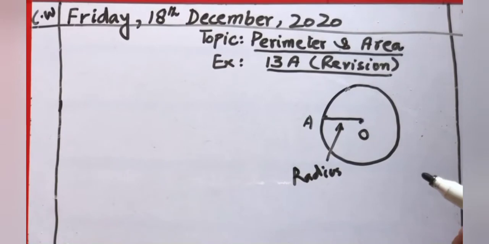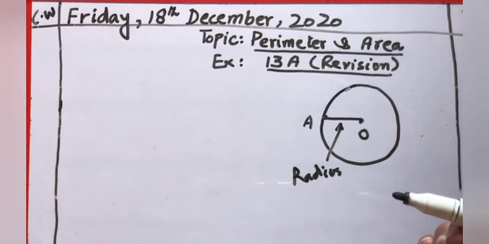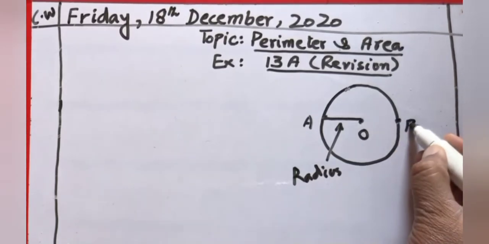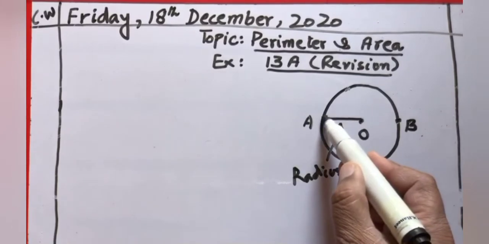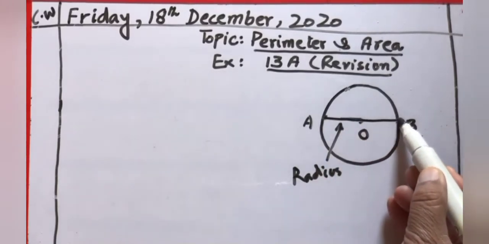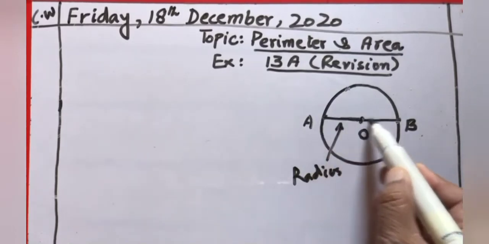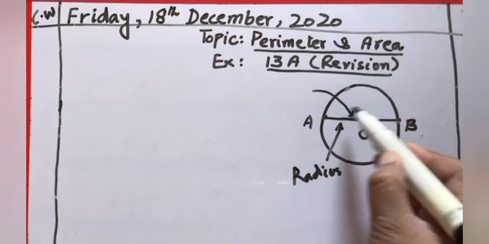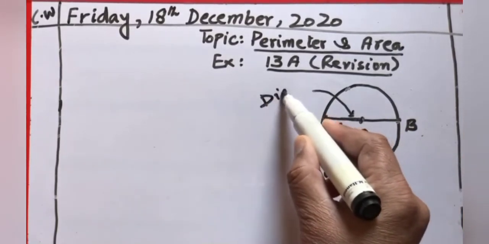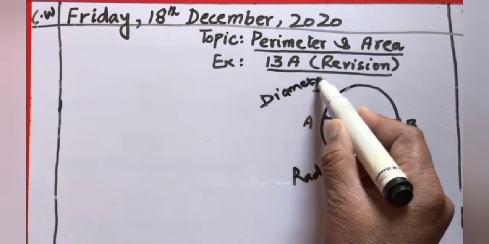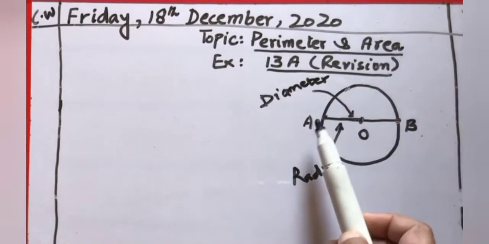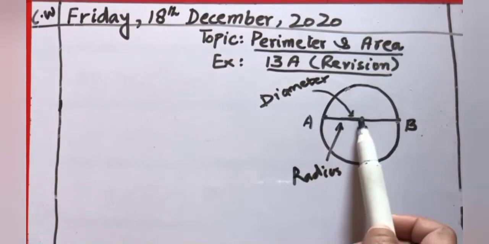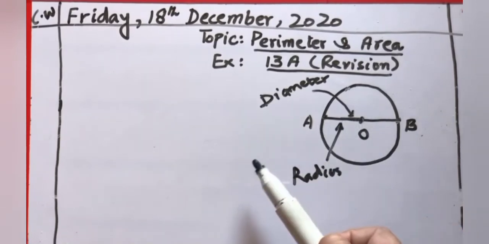Now we are going to discuss about the diameter of a circle. If we take another point on a circle and give it the name B, and if we join these 2 points which passes through the center of the circle, this line segment which passes through the center of the circle is called the diameter of a circle.